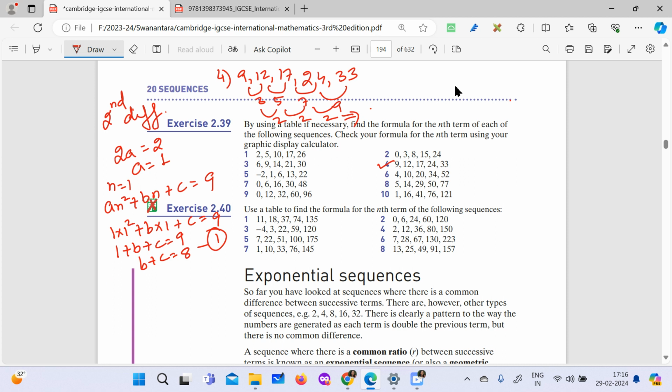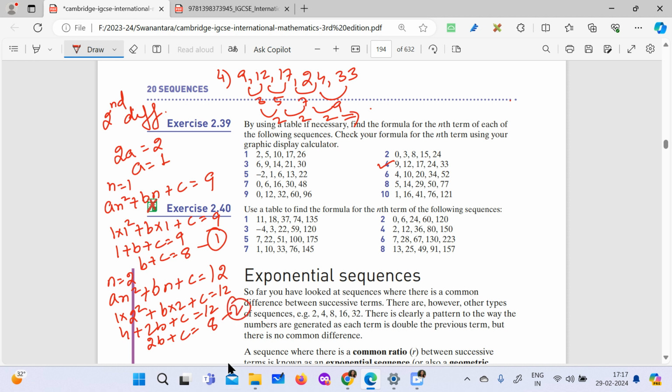Okay, now you have n is equal to 2, and again a n square plus b n plus c is equal to 12. So since n is 2, it will be 1 into 2 square plus b into 2 plus c is equal to 12. So you have 4 plus 2b plus c, that equals 12, and 2b plus c equals 12 minus 4, that is 8. And this is our equation number 2. Is this clear to you?